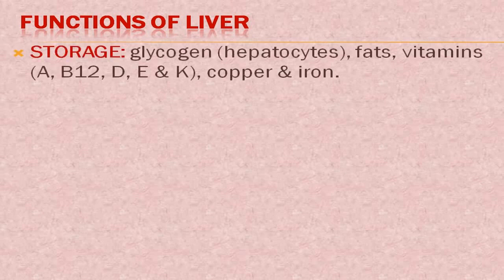Now the functions of the liver. As I told you, the liver is one of the largest and most important organs of the body. Many functions are performed by the liver. Number one is storage. The liver stores glycogen. The excess glucose present in the blood is converted into glycogen with the help of liver cells, which are called hepatocytes. The liver also stores fats and vitamins, that is vitamin A, vitamin B12, vitamin D, vitamin E, and K. It also stores copper and iron.